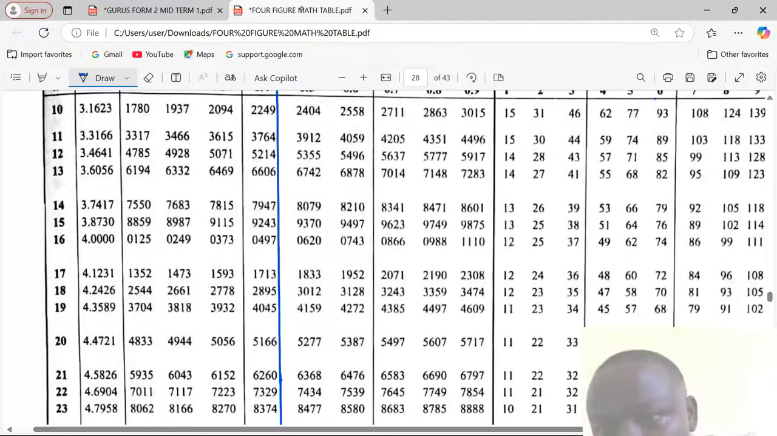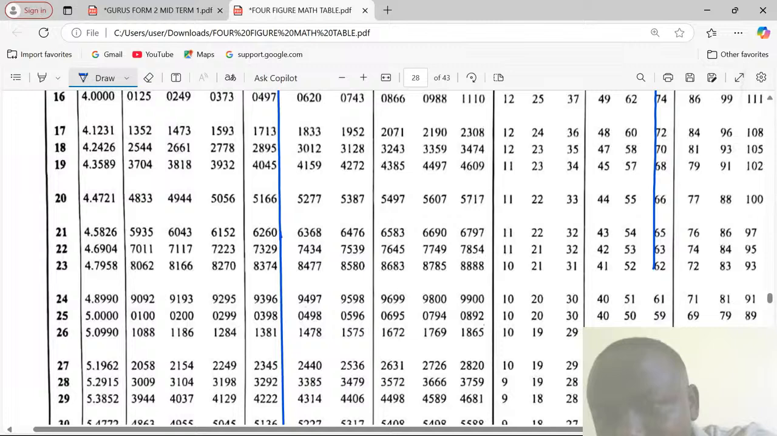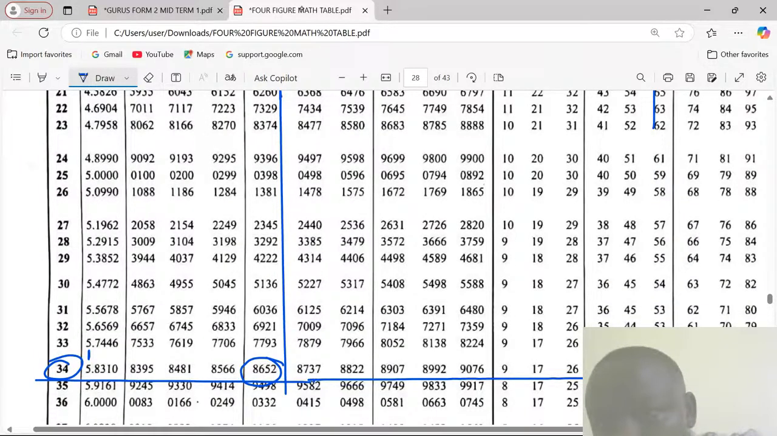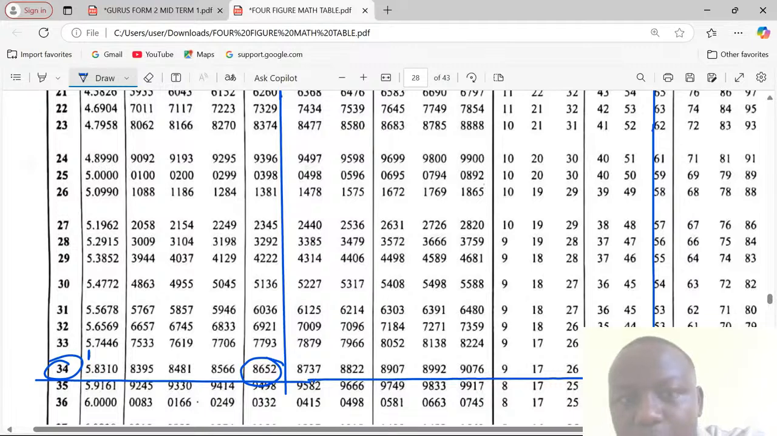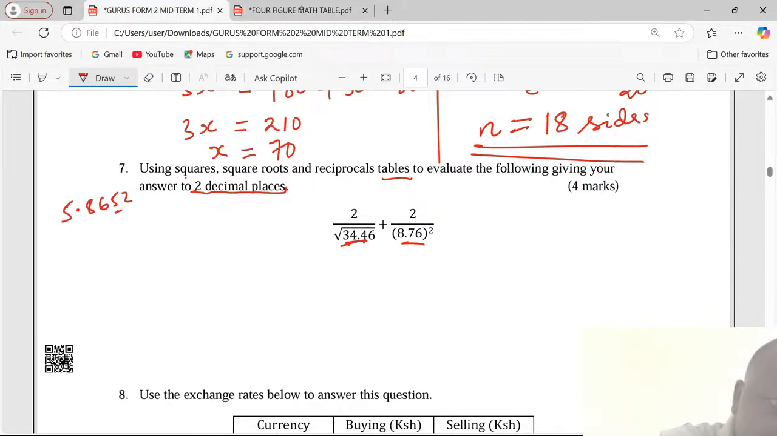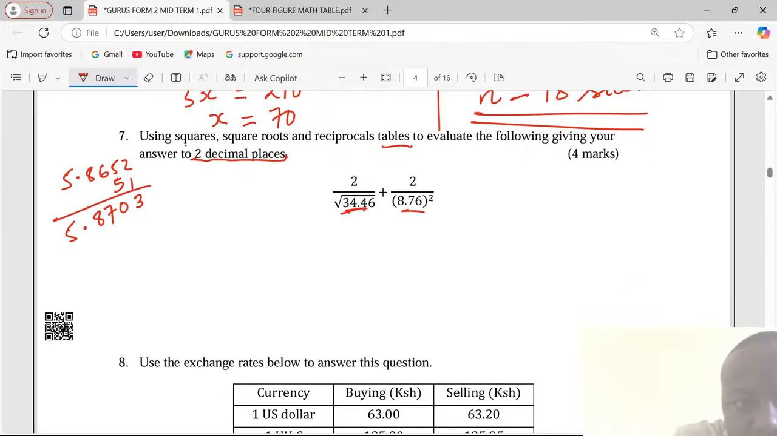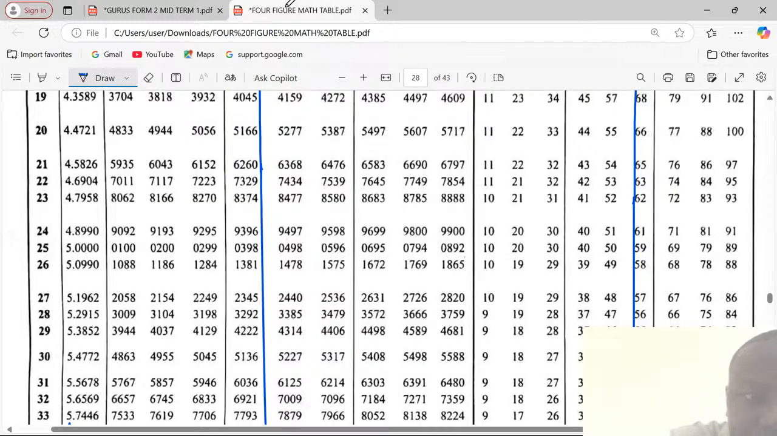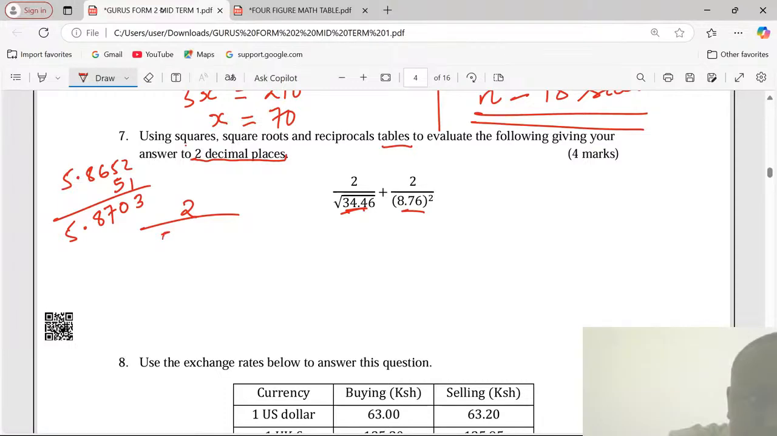So we go down this column until we intersect the row. What are we finding here? 5.1. Therefore, I'm supposed to come here and add 5.1 at this point. So I'll be having 3, 0, carry 1, 7, 8.5. So the square root has been found. It's 5.8703.